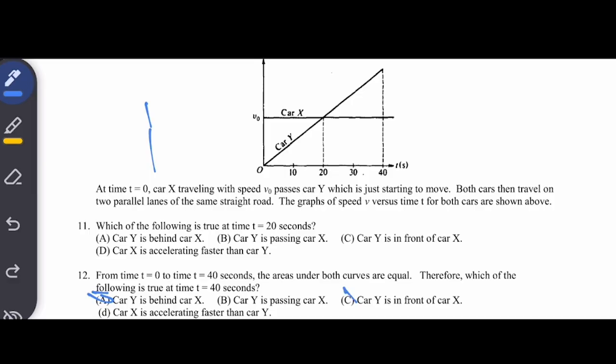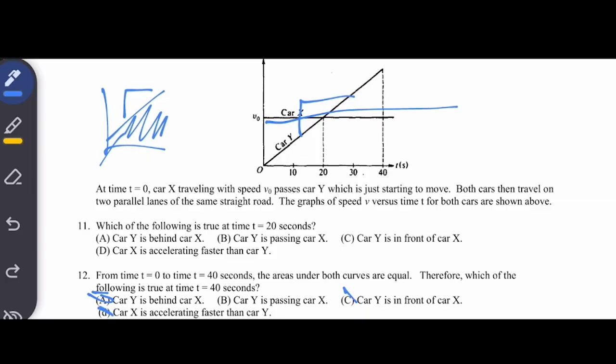And then looking at choice D, before we go to choice B even, choice D says car X is accelerating faster than car Y. And if we remember clearly that on a velocity versus time graph, the area under it is the displacement, and the slope of it is the acceleration. And if we look at car X, car X has a slope of 0, meaning there's no acceleration, it's at a constant velocity. And we can see that car Y has a positive acceleration, meaning it's speeding up. And we know that car Y is accelerating faster than car X. We know that choice D is actually incorrect, leaving us with choice B.